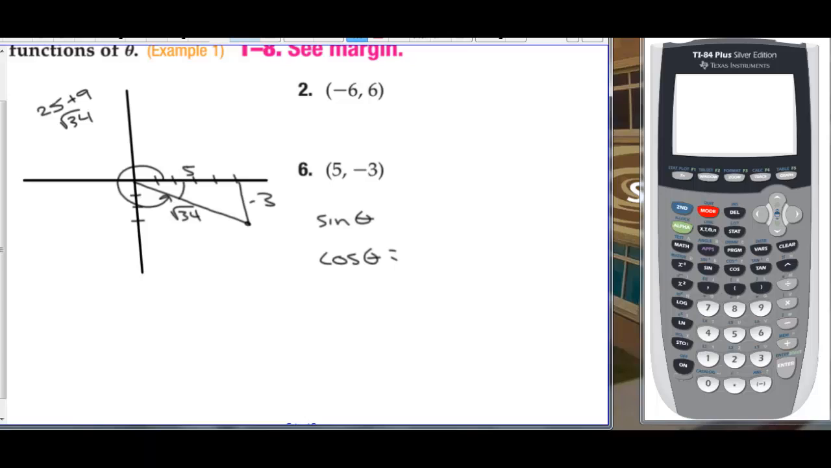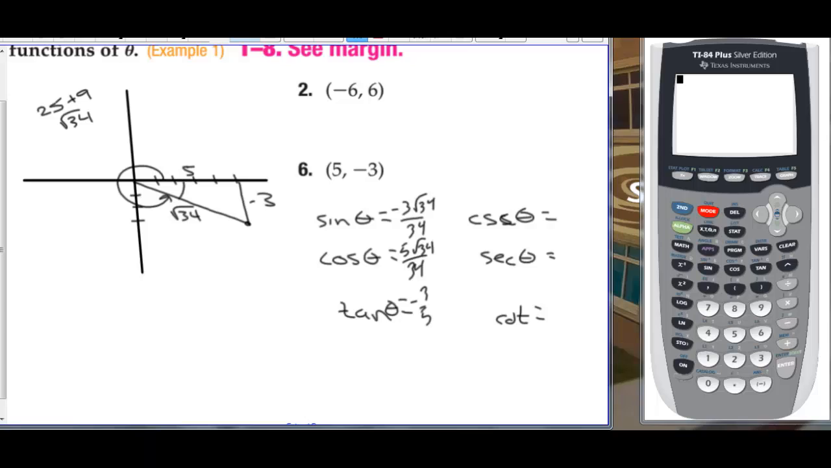Sine, cosine. Once you set it up, I think it's pretty straightforward as long as you know that SOHCAHTOA deal, right? Cosecant, secant, cotangent. Now, if we're using this little acute angle in here, we have opposite over hypotenuse. That's going to be negative 3 square root of 34 over 34 if we rationalize. Cosine is adjacent over hypotenuse: 5 square root of 34 over 34. Tangent is negative 3/5. That means cotangent is negative 5/3.